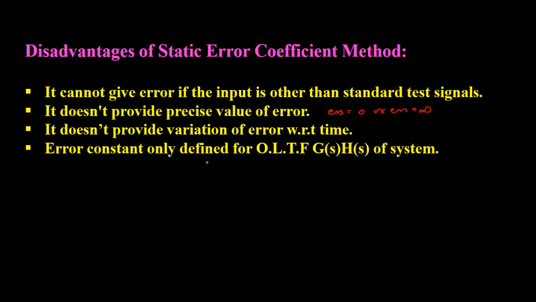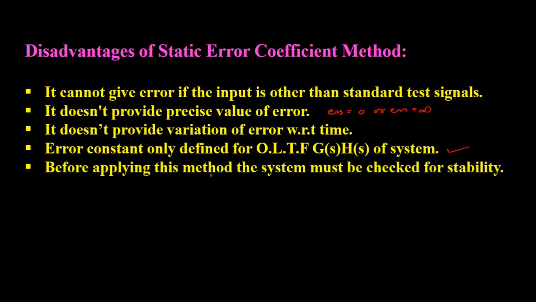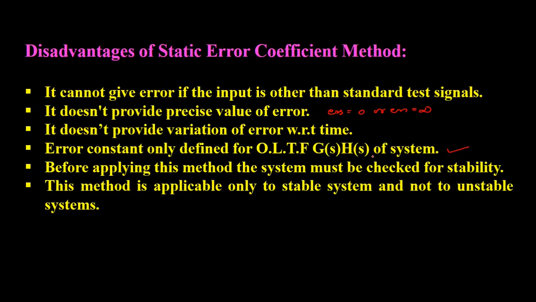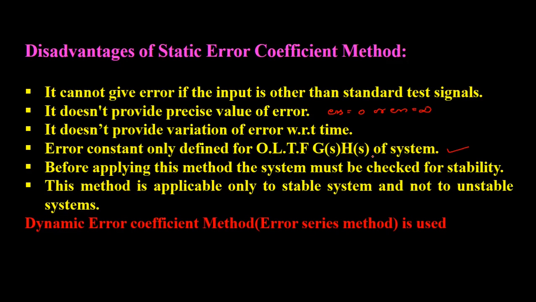Next, error constant is only defined for open loop transfer function G(s)H(s) of the system. This we have seen just now. And next, before applying this method, the system must be checked for stability. That means this method is applicable only to the stable system and not applicable to the unstable systems. So because of these limitations of the static error coefficient method, we use dynamic error coefficient method, which is also called the error series method, and we discuss this method in the next lecture.